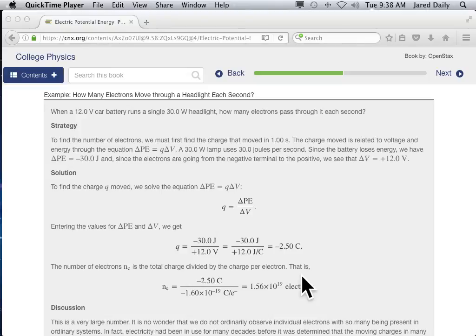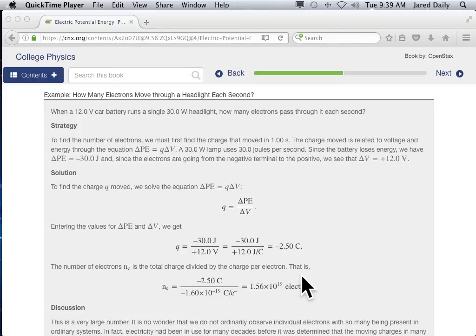One of our equations says that voltage is equal to change in potential energy over Q, so we can rearrange that to say that change in potential energy equals Q times delta V. And we can also rearrange it to say that Q equals the change in potential energy over the potential difference, delta V. So we actually know both of these things.